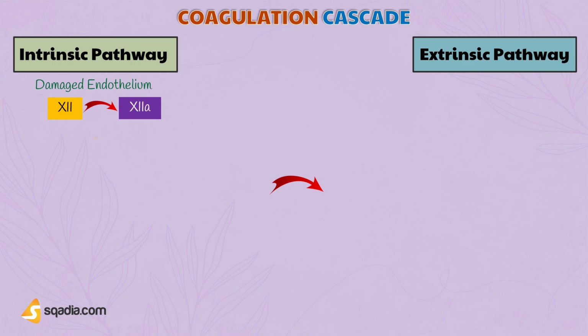Activation of factor 11. Activated factor 12, or 12a, now acts as an enzyme and cleaves another clotting factor called factor 11, converting it into its active form known as activated factor 11, or 11a. This cleavage reaction requires the presence of a protein cofactor called high molecular weight kininogen, HMWK, and prekallikrein.